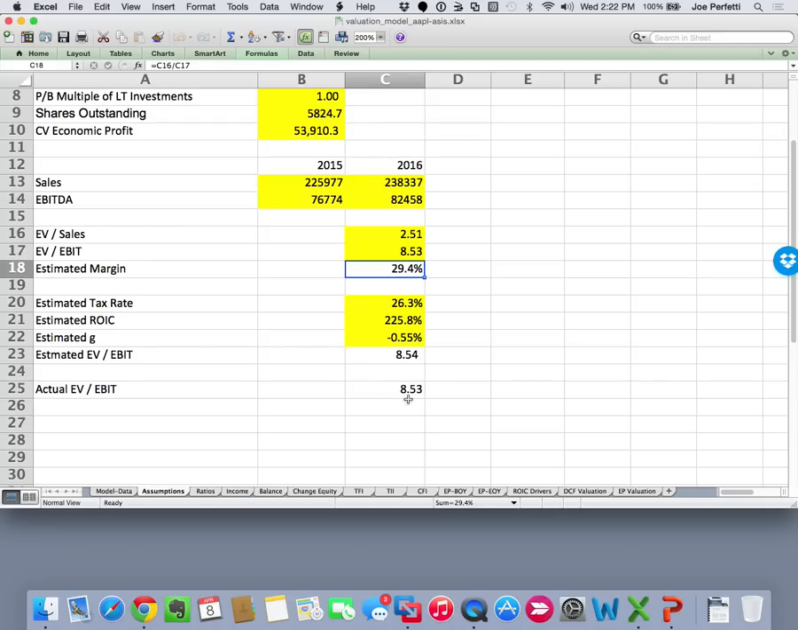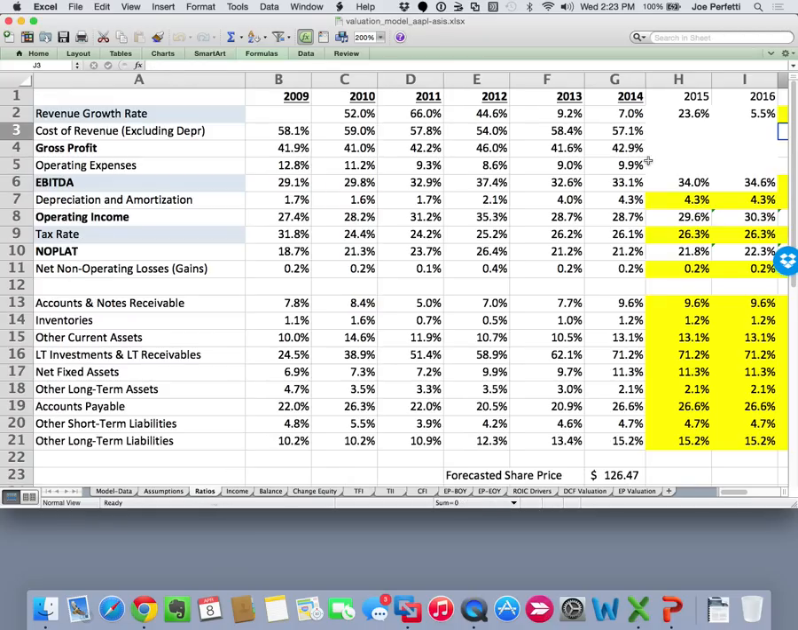Then we had to estimate a G, a long-term G. So here's how I did the G. For tax rate, I need an estimate of the tax rate. So what I did is I went to the ratios, and I used the 2015 forward tax rate as the estimate. Because what I really want is what I think the market is going to think that Apple's tax rate is on a go-forward basis.